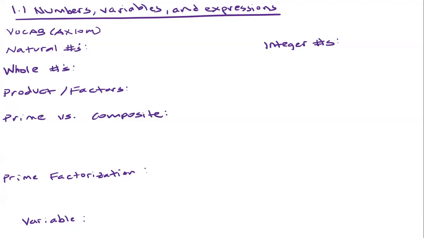Okay, so for the first section here, we have section 1.1. It deals with numbers, variables, and expressions. So that's the title or the objective of this section.